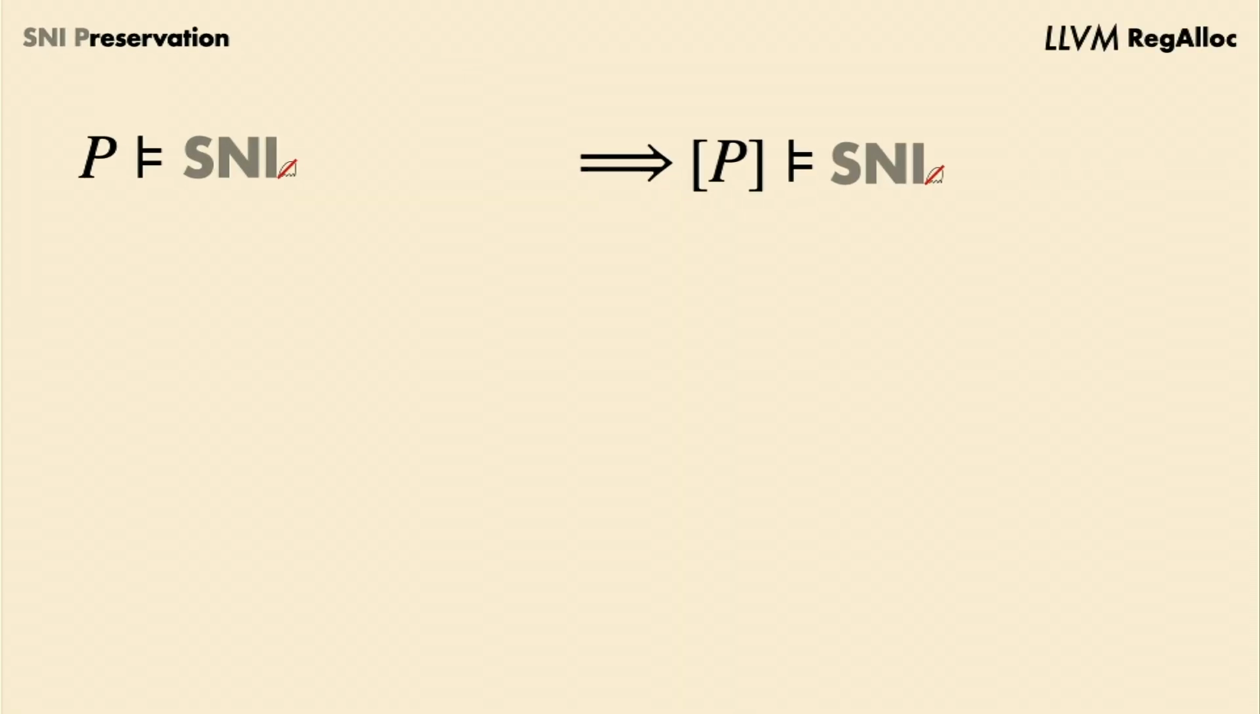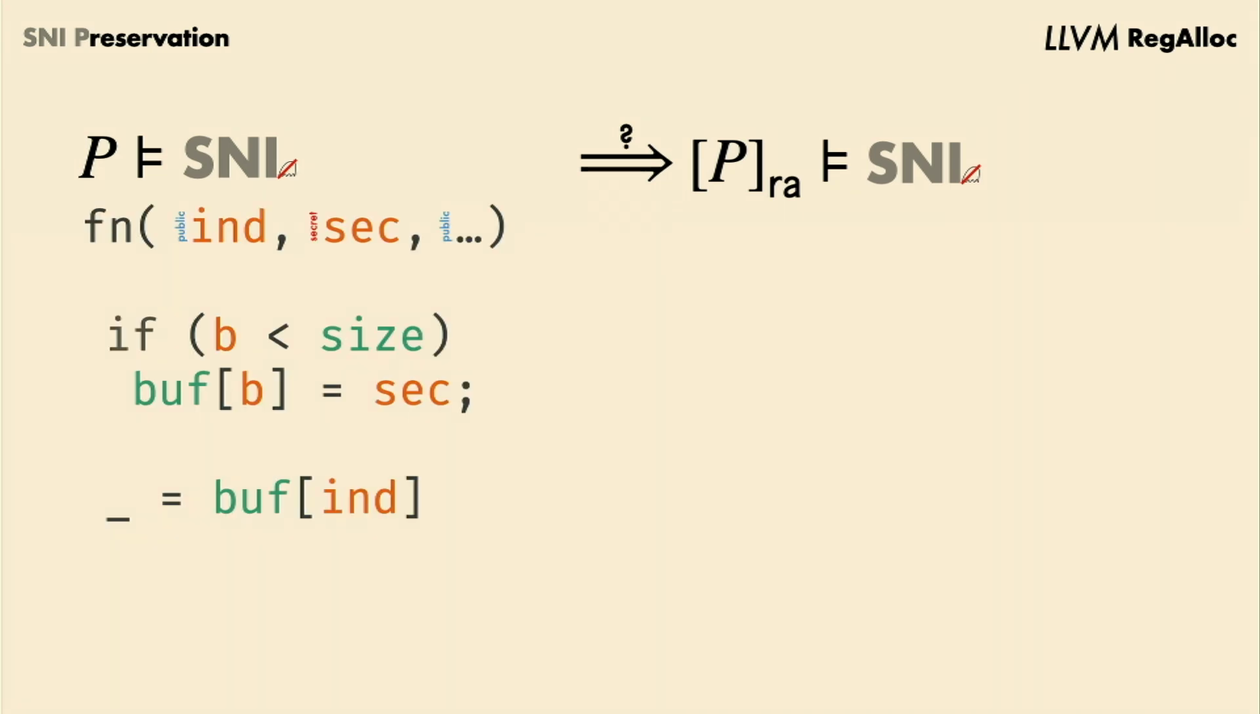Let's look at an example, and the example is register allocation. So we have a source program. Let's check whether it is SNI. It has a bounds check, a store of the secret into a buffer, and then later we access the buffer at int. So there are 3 leakages, and they are all public variables when we look at the top. We do not modify them in our code, so yes, this is SNI.